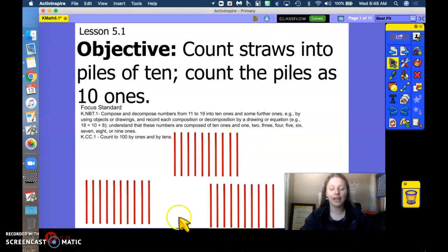Down here I notice that I have some straws. Each straw is in a group, a bundle of 10. We've got 1 10, 2 10, 3 10. We can count that like this: 10, 20, 30.